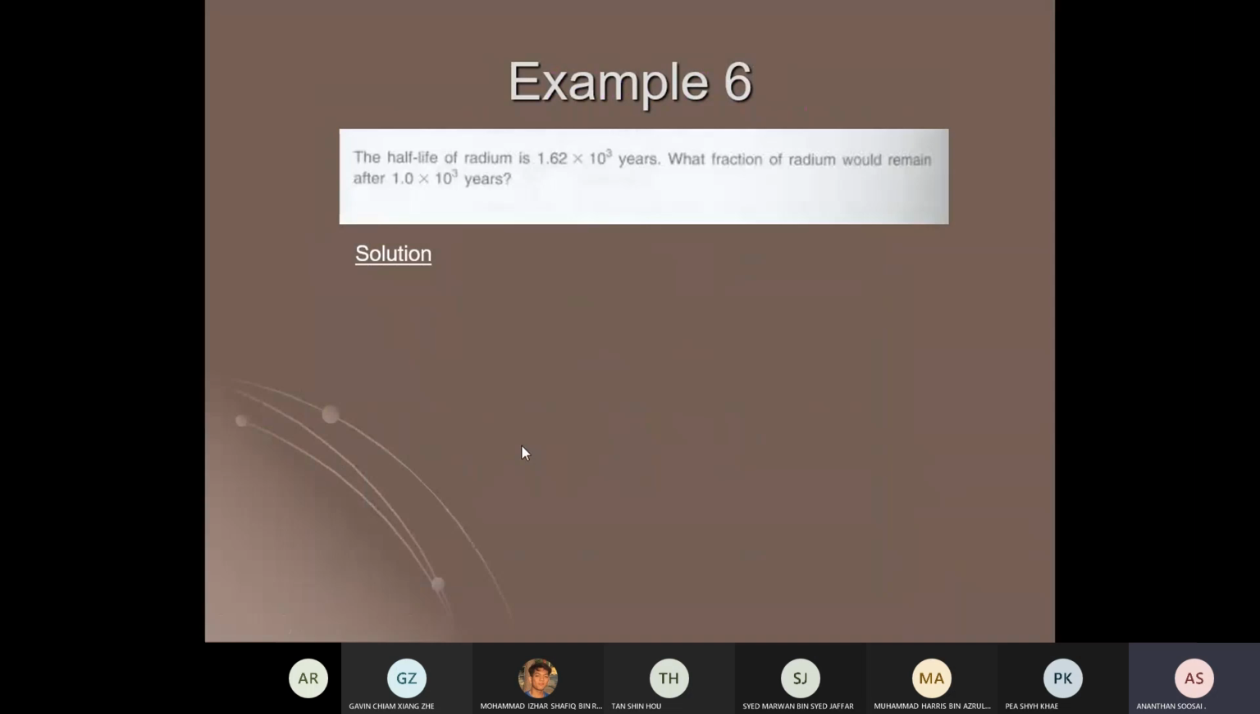One example. Use the three formulas and figure out how you are going to do this question. Two minutes for you. The half-life of radium is given as 1 times 10 to the power of 3 years. What fraction of radium would remain after 1,000 years?